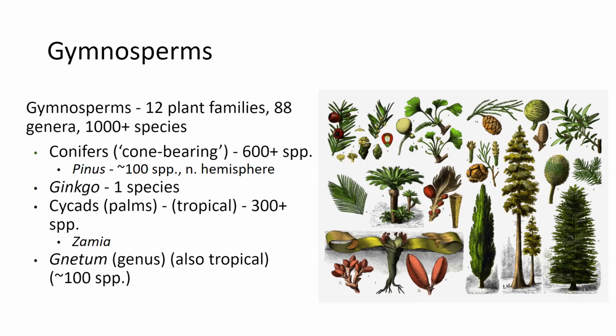And then we're not going to talk about cycads in this class at all. Unfortunately, we don't have a lot of examples to look at. These are confined to the tropics, and we have about 300 species in there, specifically a genus called Zamia. And then we have Gnetum, which is a genus, also a tropical genus with about 100 species. So we're going to focus mainly on conifers, and then of course we had to talk about ginkgo.